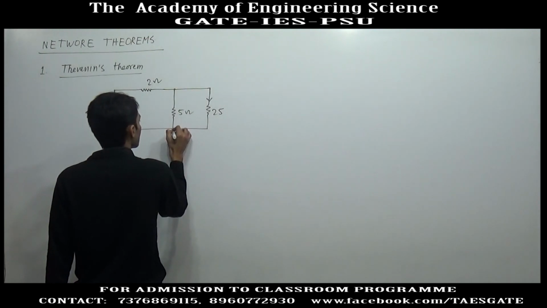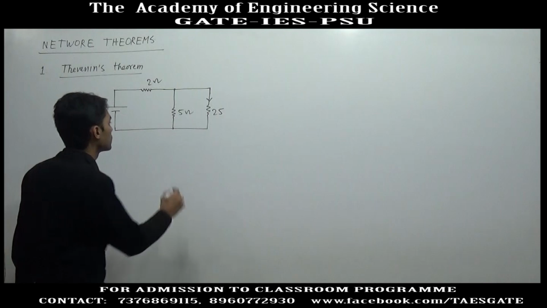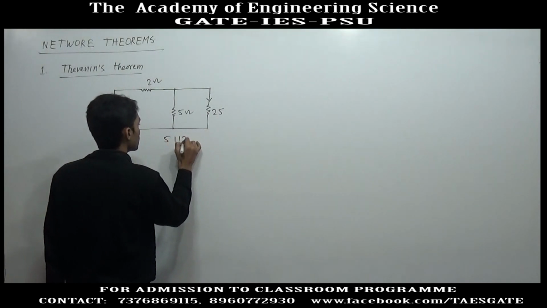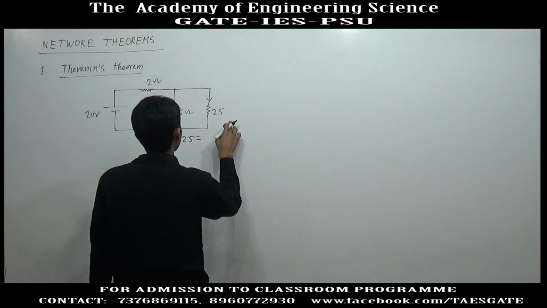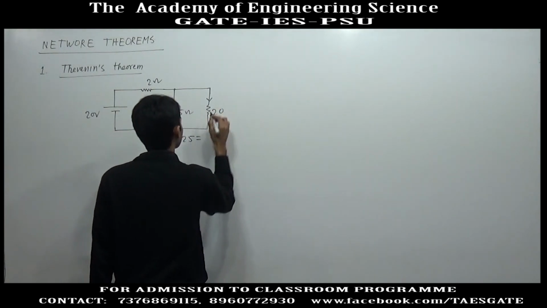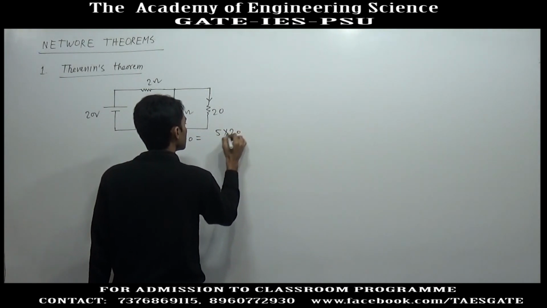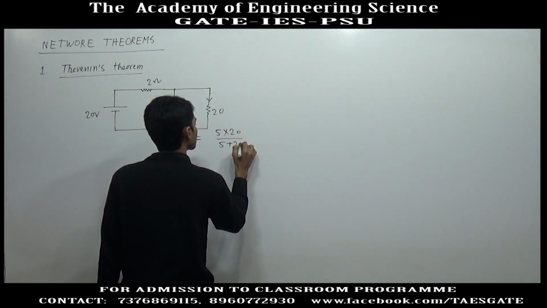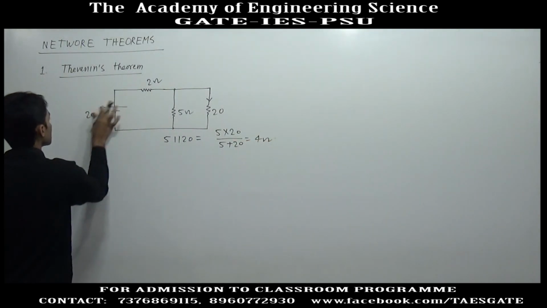So we will solve it by taking the parallel combination of 5 and 25. Not 5 and 25, 5 and 20. The parallel combination of 5 and 20 is 4 ohm. Suppose this is 30 volt.